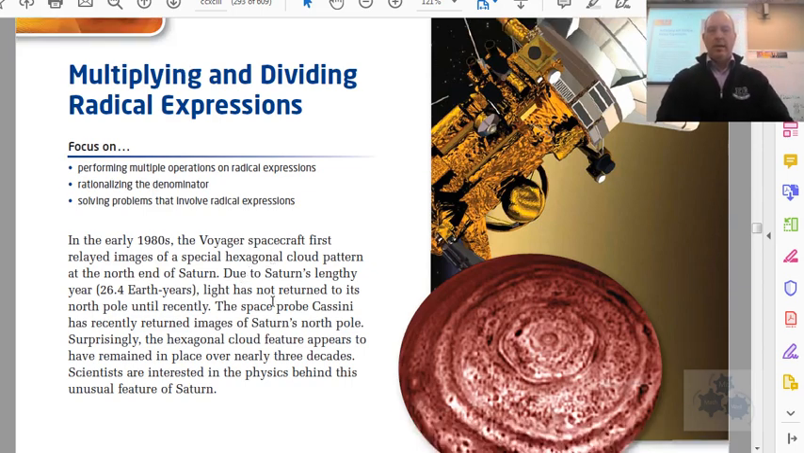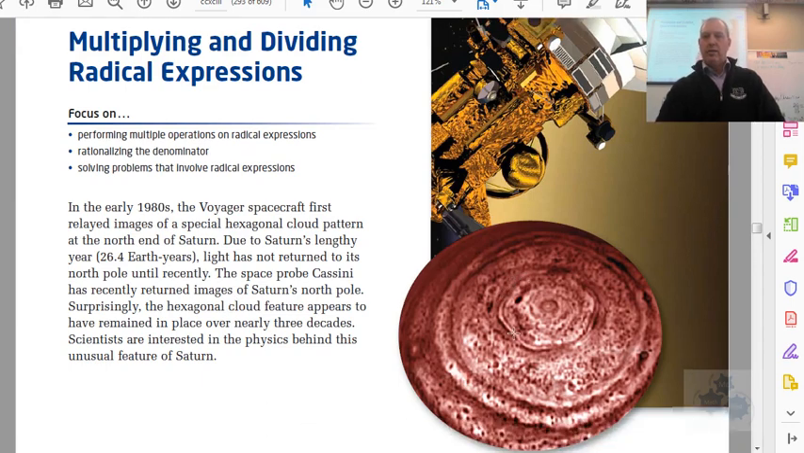The intro here talks about how in the early 1980s, the Voyager spacecraft first relayed messages of a special hexagonal cloud pattern at the north end of Saturn. Due to Saturn's lengthy year, it takes 26.4 of our years to go once around the sun because it's so much further out. Light has not returned to its north pole until recently. The space probe Cassini has recently returned images of Saturn's north pole. Surprisingly, the hexagonal cloud feature appears to have remained in place over nearly 3 decades. Scientists are interested in the physics behind this unusual feature of Saturn.